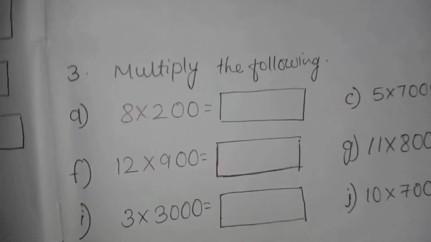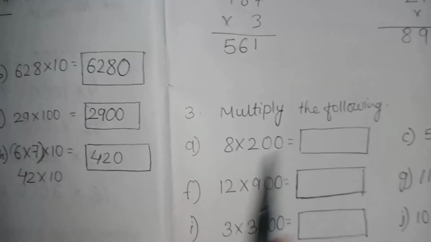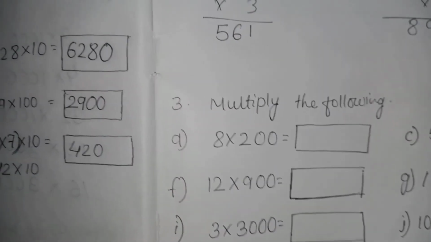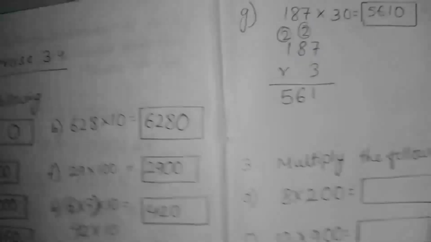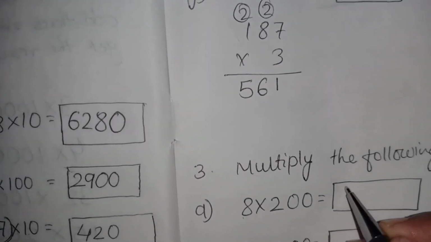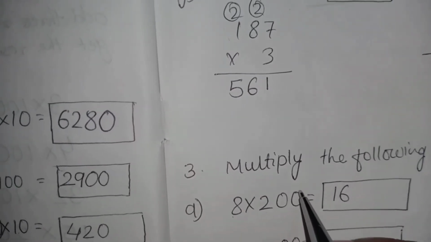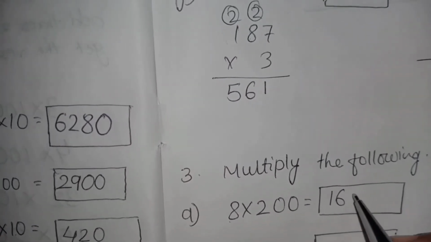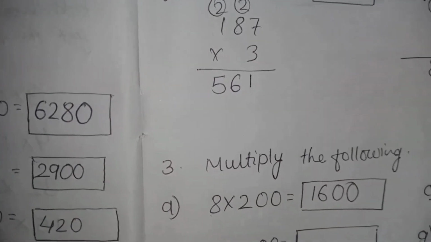Question number 3. Multiply the following. Same way. This one is 8 into 200. So what will you do? You will first multiply 8 into 2. So 8 2 ja 16. And what do we have to do with these zeros? We have to add these two zeros to the right hand side.